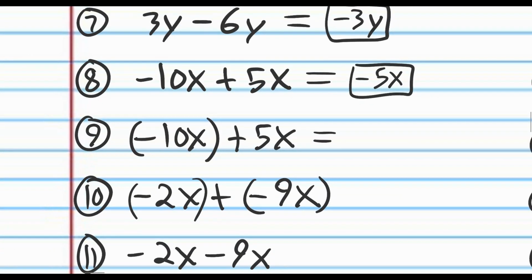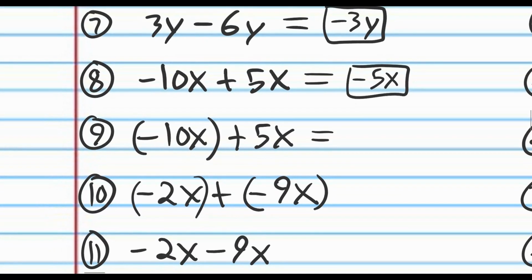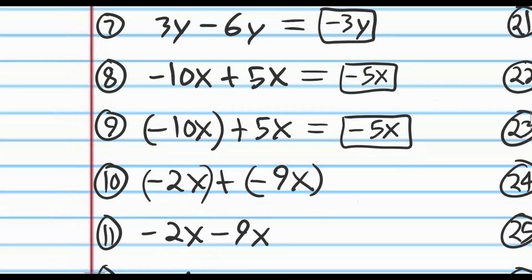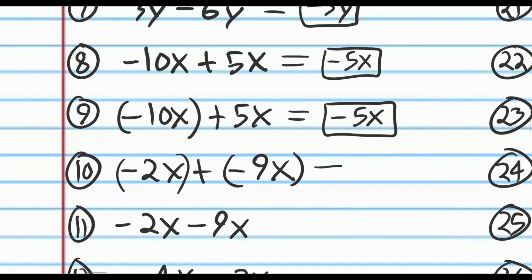And as you can imagine, number 9 is pretty much the same thing, just different notation. And be sure to rectangle your answers and be sure to write equal signs when you do your homework. All right, negative 2x plus negative 9x. What do you think that would be? If you said negative 11x, you're correct.